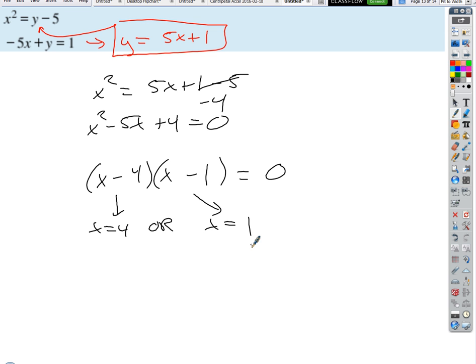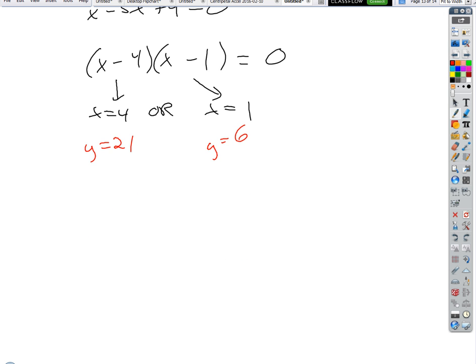Where would I go to find the y values? Right? So if I plug in x equals 4, 5 times 4 is 20 plus 1, y is 21. If I plug in 1, 5 times 1 is 5, plus 1 is 6. So my solutions would just be the ordered pairs, 4, 21, and then the other ordered pair would be 1, 6.